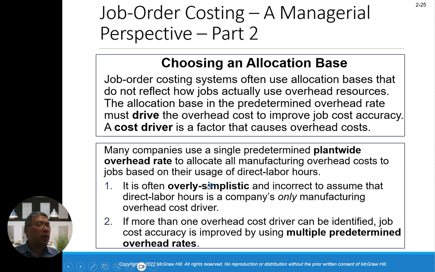It is overly simplistic, applying the same rate to everything in the product category. If more than one overhead cost driver can be identified, job accuracy is improved by using multiple predetermined overhead rates. So each job cannot be simplified by assuming everything is the same. You must be able to identify the drivers and improve accuracy by using predetermined overhead rates. So each unique job has to have unique overhead rates.